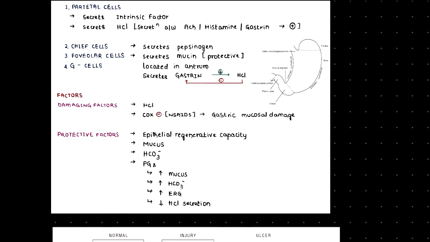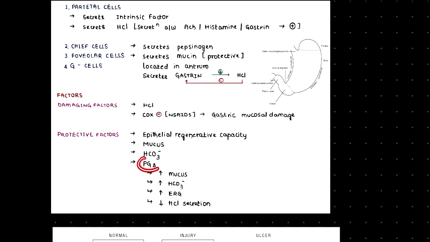Such as epithelial regenerative capacity: if something is disturbed and cells in the stomach region die, they will soon be regenerated. Similarly, we have mucus, as we discussed right here, and mucus is also a protective factor. The bicarbonate is also a protective factor. It will neutralize the HCl, which is one of our damaging factors.